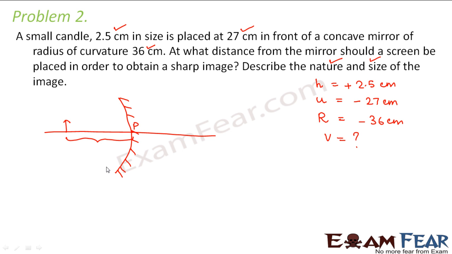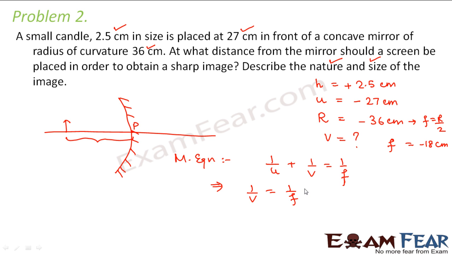So let us first try to calculate v using the mirror equation. Using the mirror equation, we know that 1 by u plus 1 by v is equal to 1 by f. Now how do we calculate f? f is nothing but R divided by 2. So from that we can say that f is minus 18 centimeters. So we will put that value in this expression. So we get 1 by v is equal to 1 by f minus 1 by u. So that is equal to 1 by minus 18 minus 1 by minus 27.